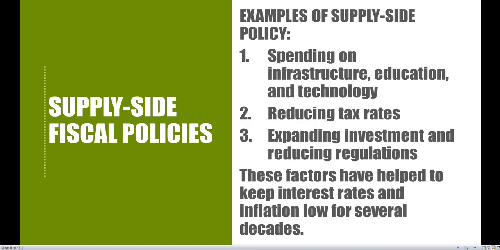Number one, spending on infrastructure, education, and technology. And this goes without saying. As long as we have some type of productive government spending on these particular categories, that's going to induce a lot more economic growth and can shift our long-run aggregate supply curve over to the right.